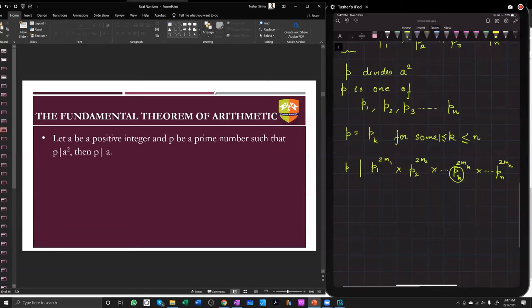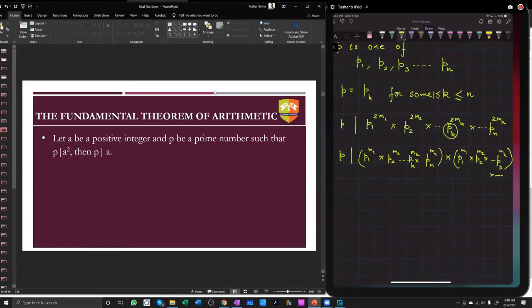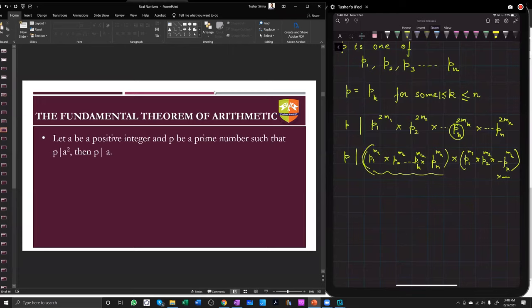So clearly you can see that you can write this as P1 to the power m1 into P2 to the power m2, so on and so forth, and then here Pn to the power mn, and multiply it by the same thing. P1, m1, P2, m2. So there will be a Pk here, and this is mk. Similarly, Pk here. So you can clearly see that Pk is one of the factors. I'm not writing the full statement. Pk is here also, and this is nothing but A.